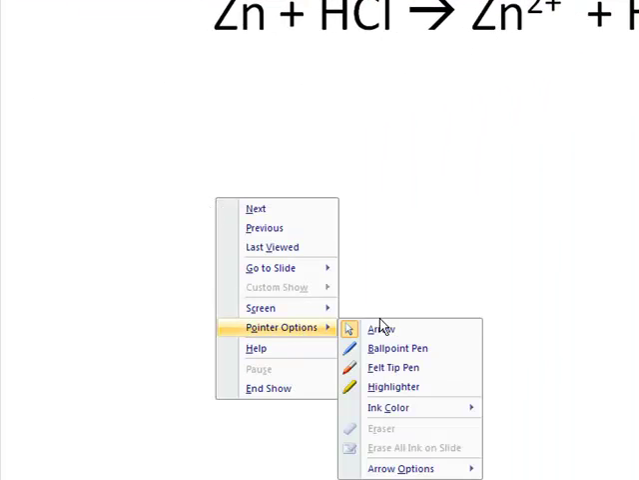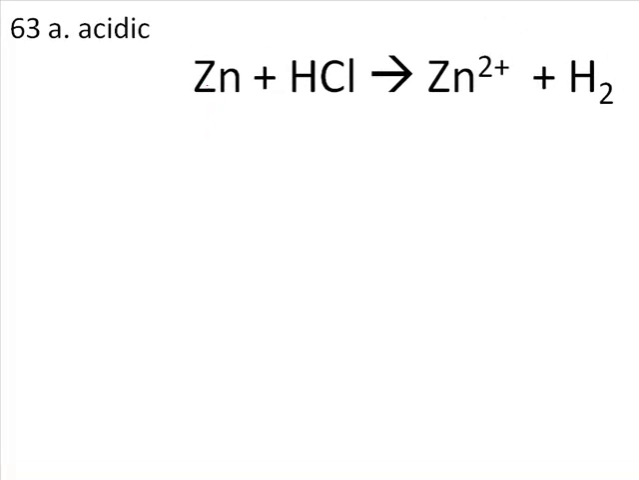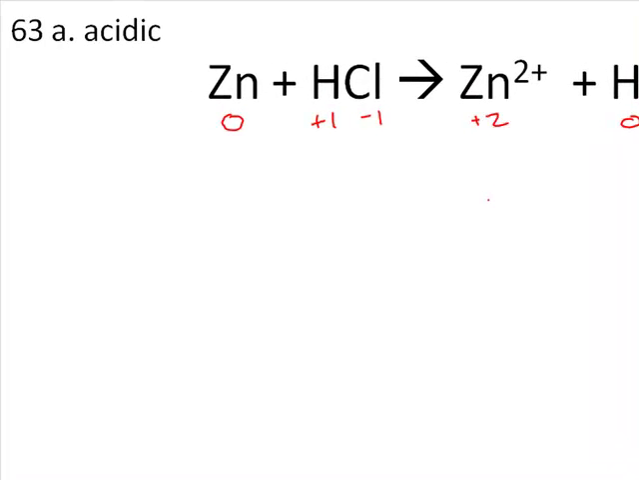So the first thing we need to do is determine the oxidation states of each of the elements and compounds. So we've got elemental zinc with an oxidation state of 0, and hydrogen with an oxidation state of 0. Then we've got HCl. HCl is +1 and -1, and zinc is +2 for its oxidation state. From this we can see that the zinc is going from a 0 to a +2, so it's losing electrons, and the hydrogen is going from a +1 to a 0, so it's gaining electrons.